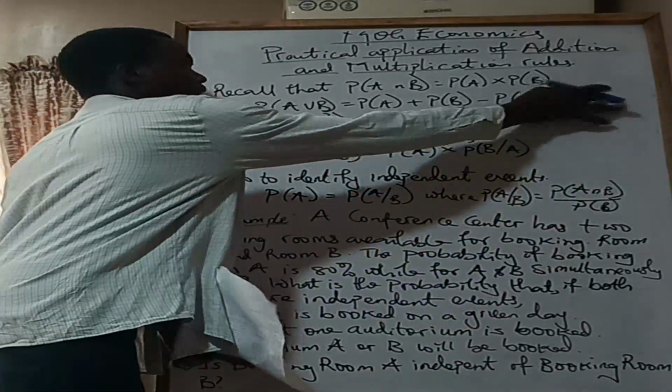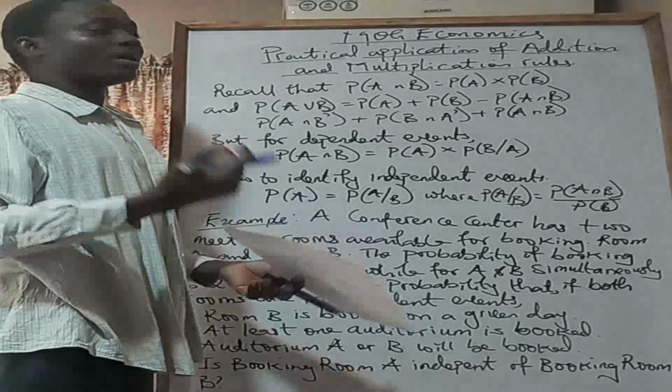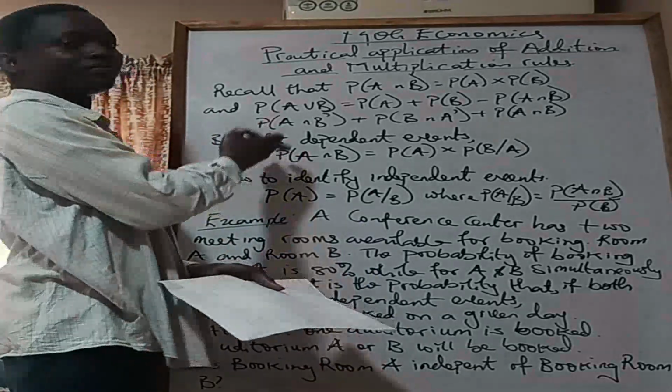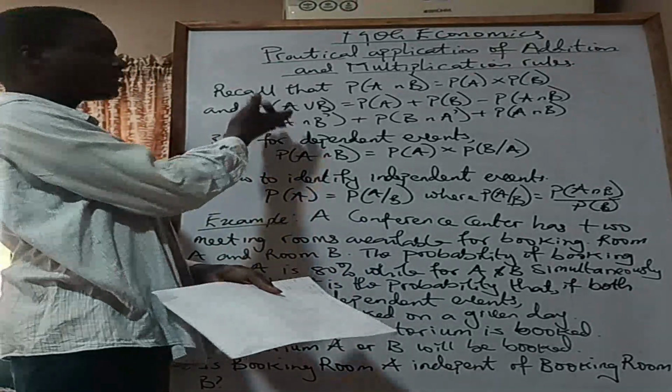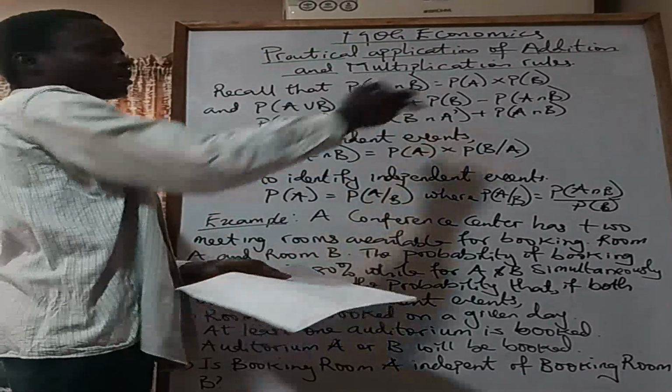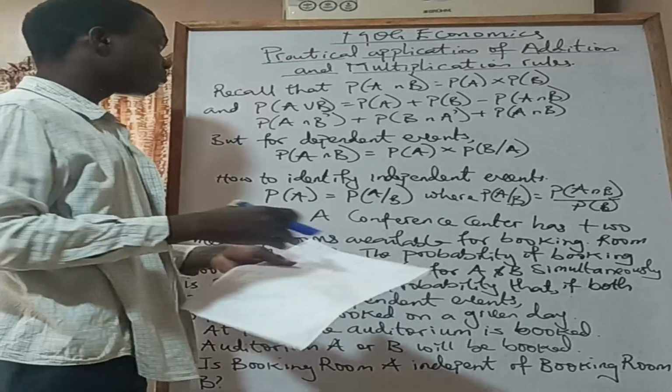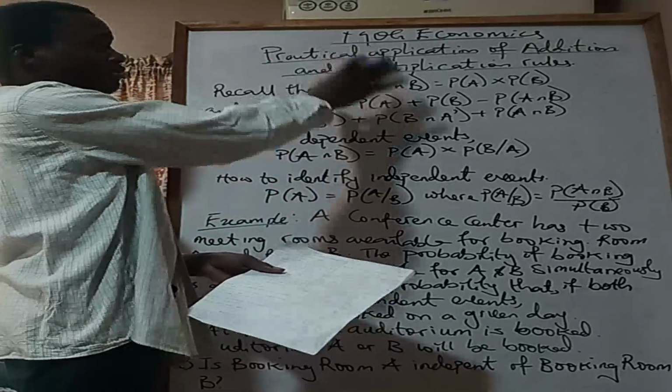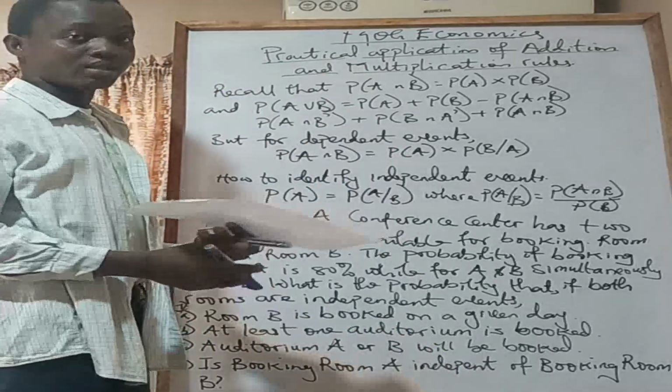The probability of at least one of the events happening, and then we have probability of this is only A happening because A is happening, B is not happening. Then B is happening, A is not happening. Then probability that the two events are happening. All right. So the formulas that I've written here are basically for independent events.